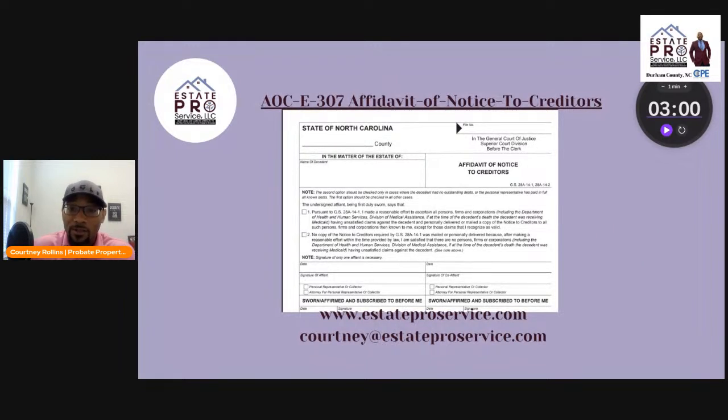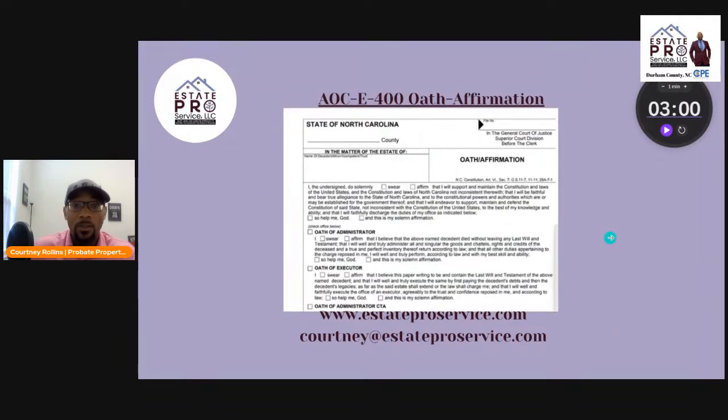Affidavit notice to creditors. This is the form that was used to show that you did give proper notice to creditors when applicable, which is almost always in large estates. And this shows that the application was sent in and that it's followed all procedure. The affidavit gives potential creditors the instructions on how to state a claim that they may have against the estate for debt they may be owed.